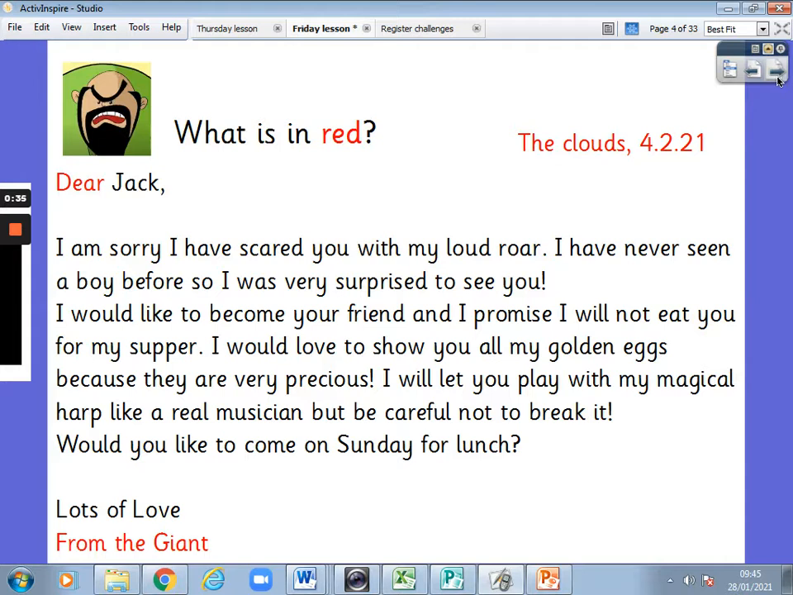The clouds, the 4th of the 2nd, 21. Dear Jack, I am sorry I have scared you with my loud roar. I have never seen a boy before, so I was very surprised to see you. I would like to become your friend and I promise I will not eat you for my supper. I would love to show you all my golden eggs because they are very precious. I will let you play with my magical harp like a real musician, but be careful not to break it. Would you like to come on Sunday for lunch? Lots of love from the giant.